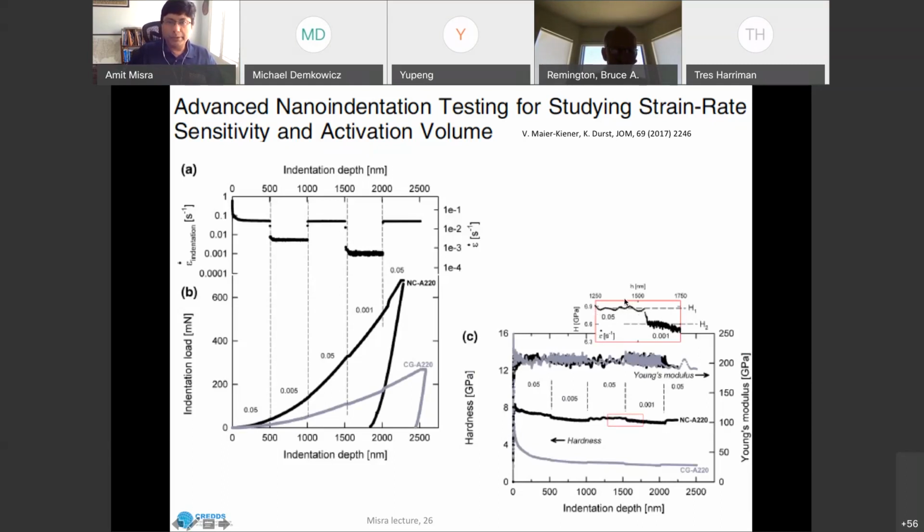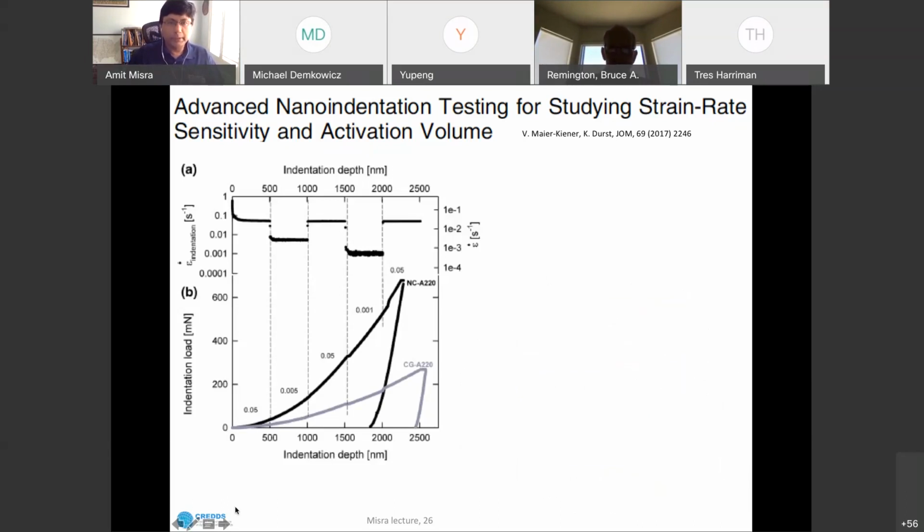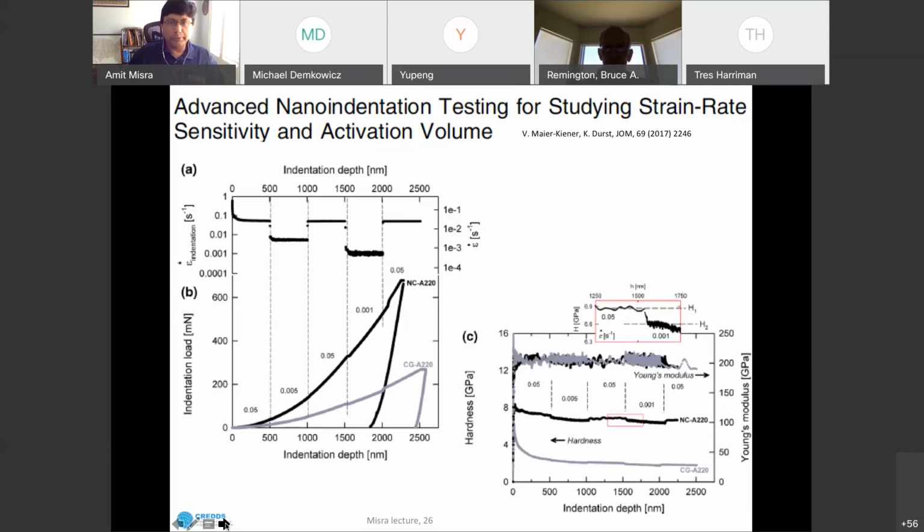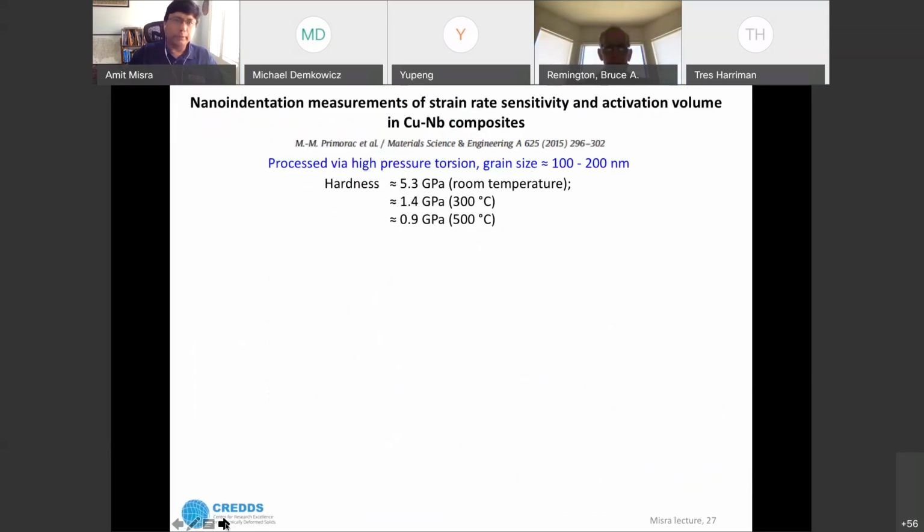So it's possible to measure these parameters, and you can see in these studies they have calculated activation volumes for different kinds of materials. I'll show a couple of examples for material systems that are of interest to people in CREDDS. This is a copper niobium composite.